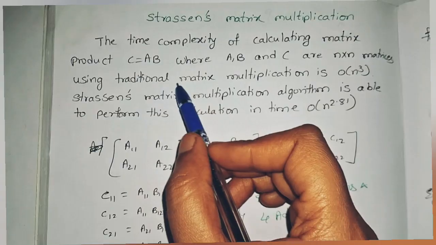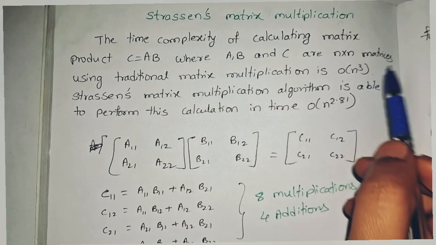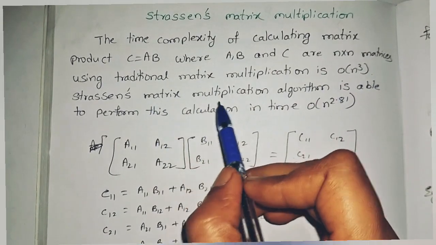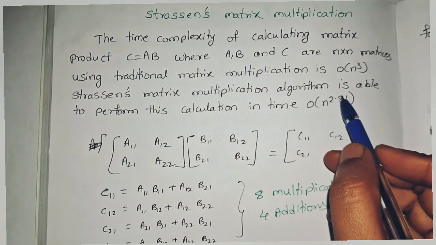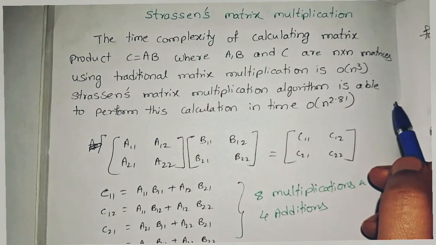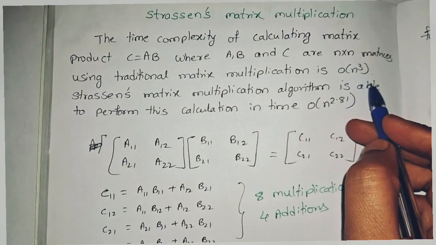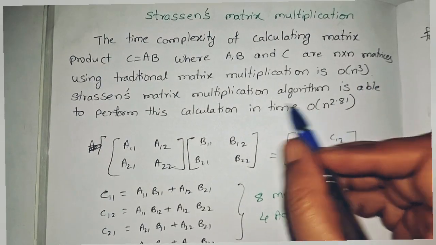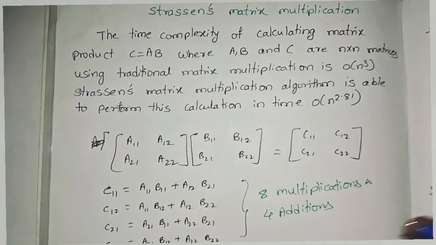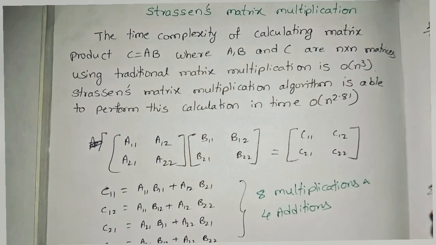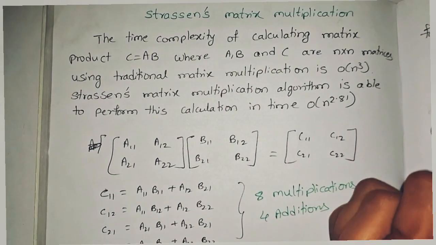So using the traditional matrix multiplication, it will give a time complexity of big O of n cube. If we are using Strassen's matrix multiplication algorithm, then it gives big O of n power 2.81 time complexity, which is less than the traditional multiplication method. So why should we go for Strassen's matrix multiplication algorithm? It reduces the time complexity. That means it reduces the calculations compared to the traditional matrix multiplication.